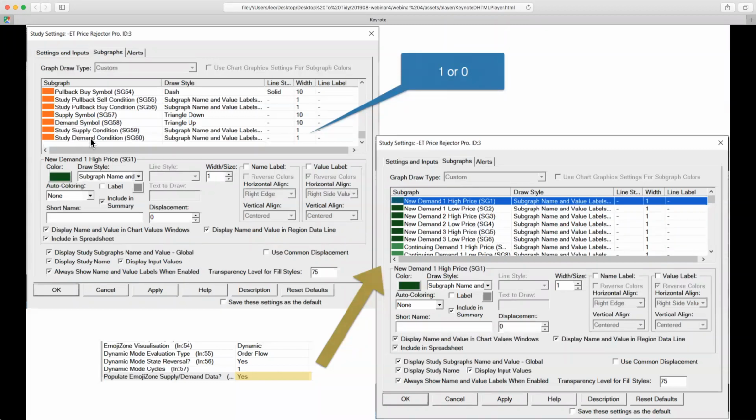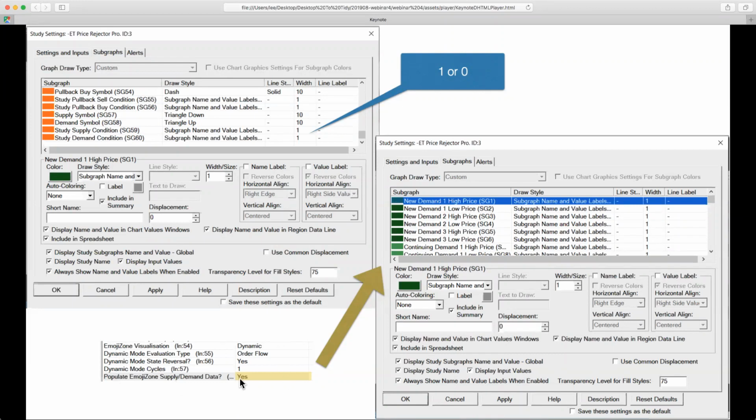So every study has a pair of subgraphs at the end, subgraphs 59 and 60, which give us the supply condition or demand condition. These are the default triangles that appear, but if you don't want any visualization on your chart, these will evaluate to +1 if we have a supply condition, 0 if we don't. So these are binary outputs of our indicator. This is a 1 or this is a 0. So, really simple, something has happened within this candle.